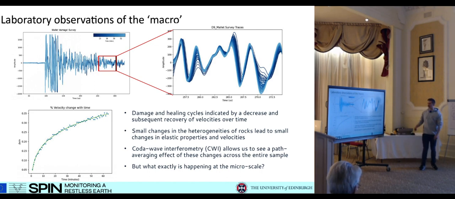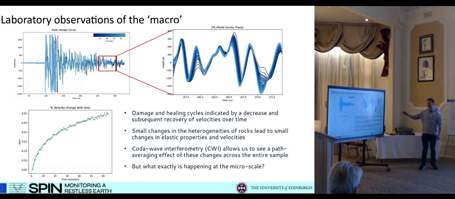In the lab, we found that we get about a 0.3% change in velocity over the course of an hour before we start to see velocity plateau. And we do this by looking at coda waves. For those who are not so familiar with coda waves, these are the result of the scattered waves that come from your signal that basically sample the entire medium many times over.